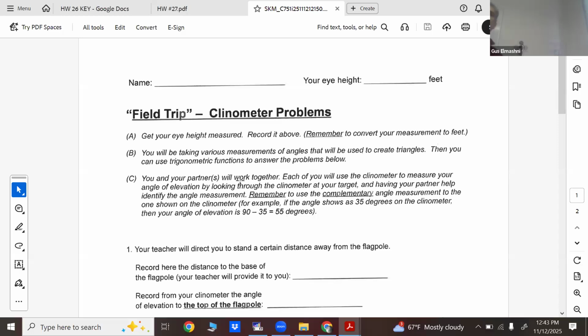Anyhow, so what you're going to do is you're going to stand next to those boards there, and you're going to face it, and your partner's going to write down what your eye height is off the ground.